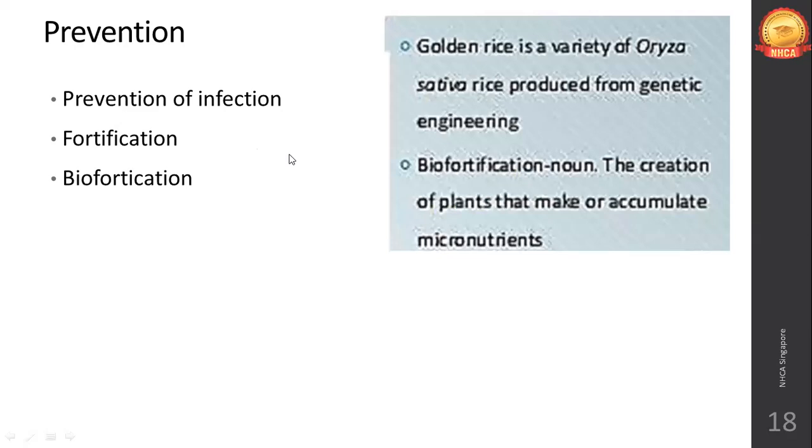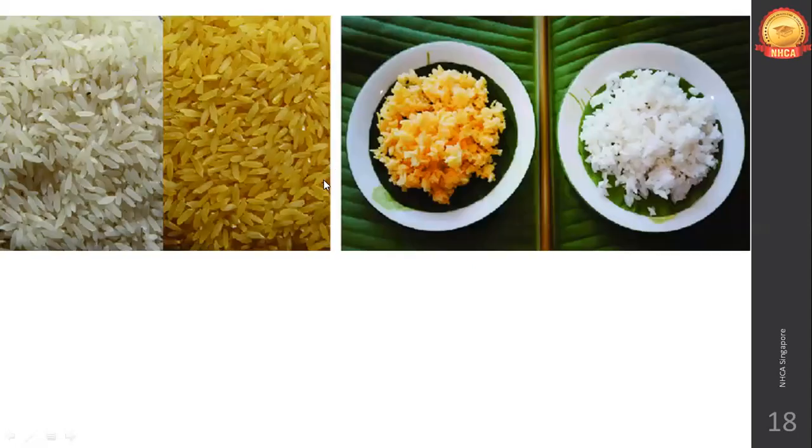Then coming to biofortification. It is genetic engineering. The plant which has been genetically engineered is able to make new nutrients, or at least accumulate small levels of micronutrients, so that consumers can meet their daily requirements. That is the use of biofortification here. Golden rice is a good example. You can see white rice and golden rice, and after cooking, they look almost similar except for the yellow tint which the beta carotene gives.